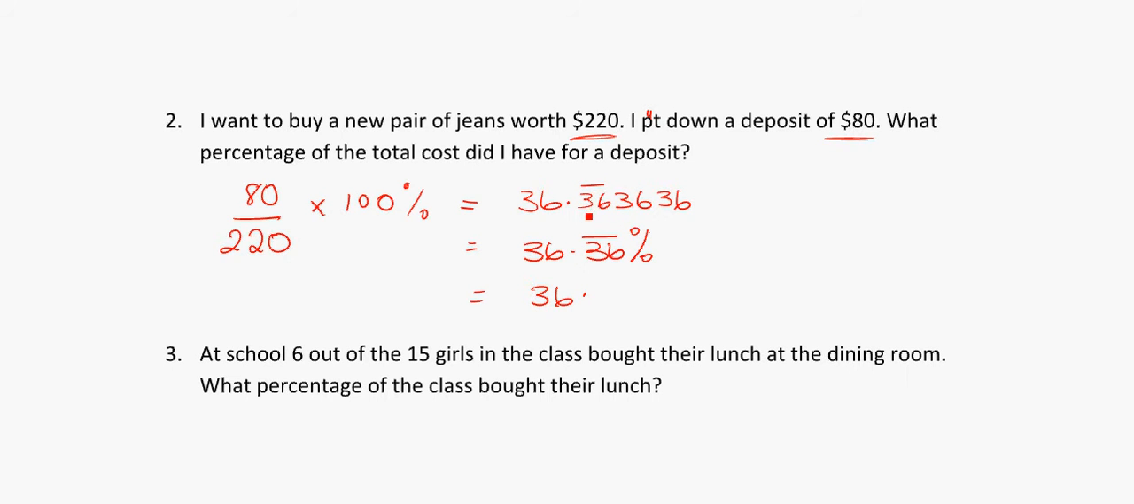Now the 3, do you leave it as a 3 or do you change it to a 4? You look at the next digit. Because that's a 6, you change it to a 4. Okay, a little lesson in rounding in the middle. So let's look at question 3.